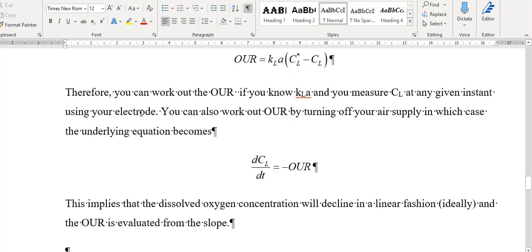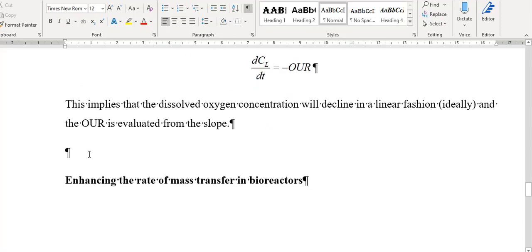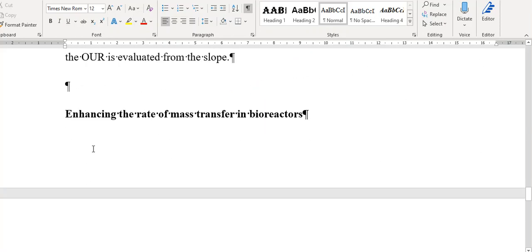Just to summarize, really, I didn't do it this year with your class because of obviously the COVID-19 situation, but one of the things I used to ask, as the third CA, was to get people to think creatively and maybe do a bit of research on what are the factors that increase the rate of mass transfer in bioreactors.